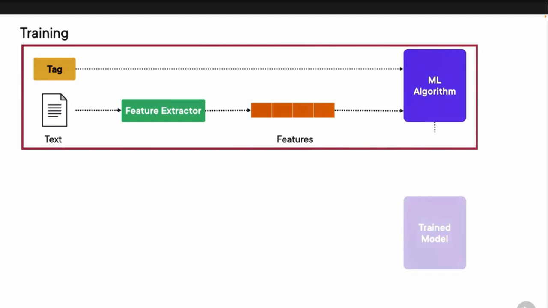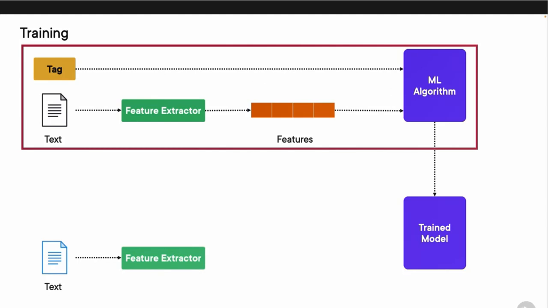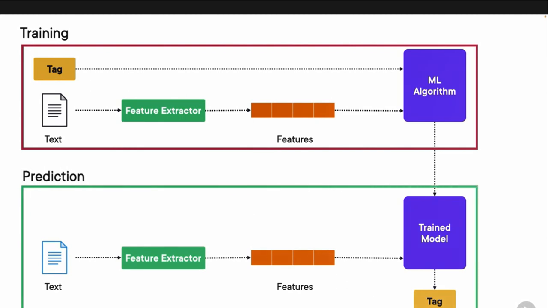And then we have the trained model. Now, when we have more text data, you can extract the features and then feed it into the already trained model, and that will tell you if the text is positive, negative, or neutral. This part is called the prediction. All of the theory looks very nice, but what are some of the real-world applications of NLP?